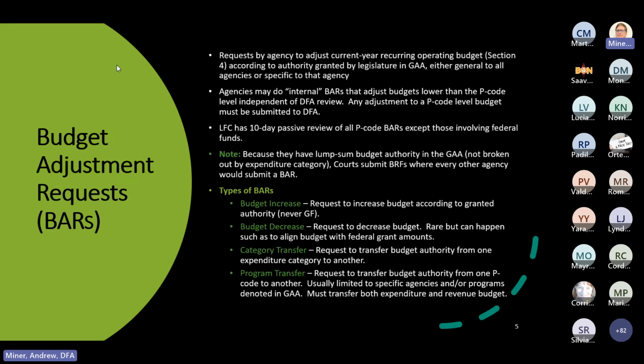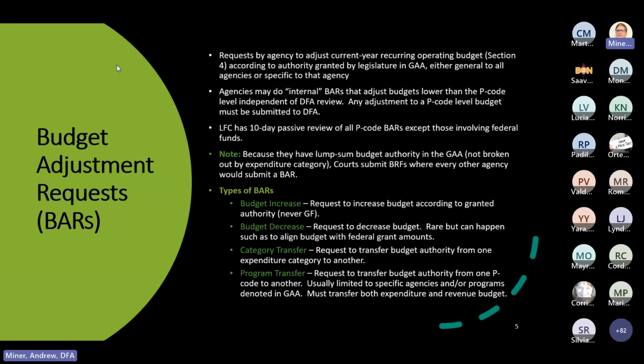Okay. And I call it a passive review because the LFC does not have to actively approve the bar. Basically, they just have 10 days in which they can possibly raise objections to it and delay it. So, but if that doesn't happen, then at the end of the 10 days, we can post it. Okay.